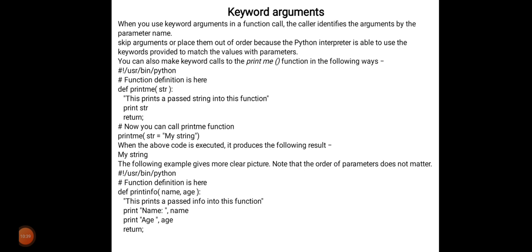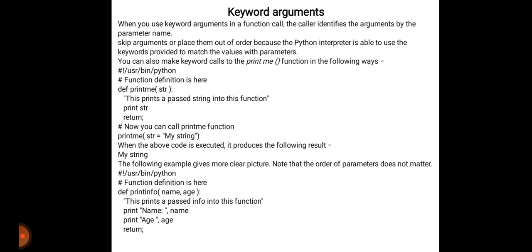The next one is keyword argument. Keyword argument means what? Keyword arguments are related to the function calls. When you use keyword arguments in a function call, the caller identifies the argument by the parameter name. So this allows you to skip the argument or place them out of order, because the Python interpreter is able to use the keywords provided to match the values with the parameters.